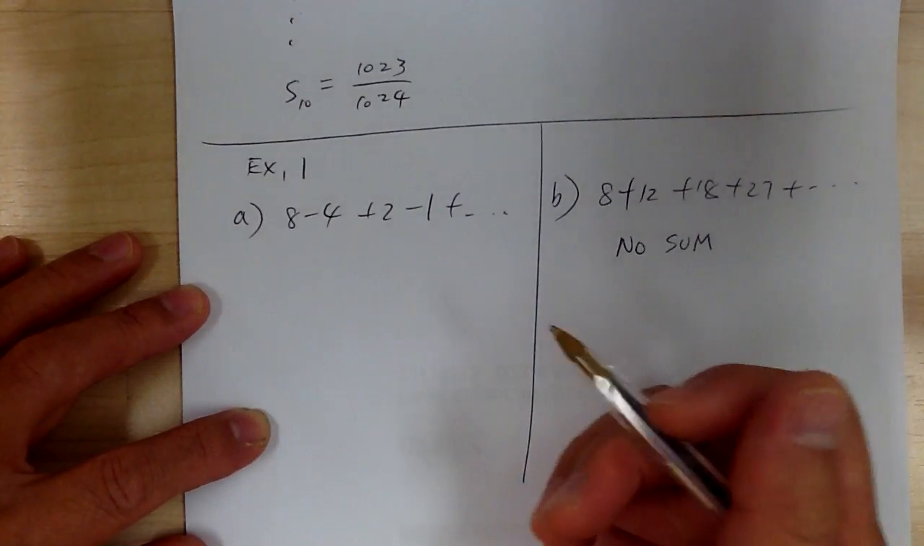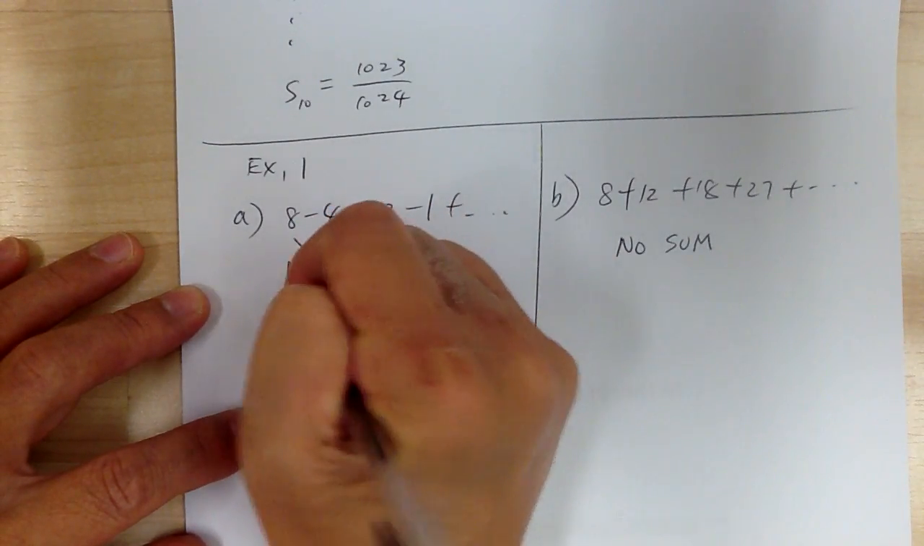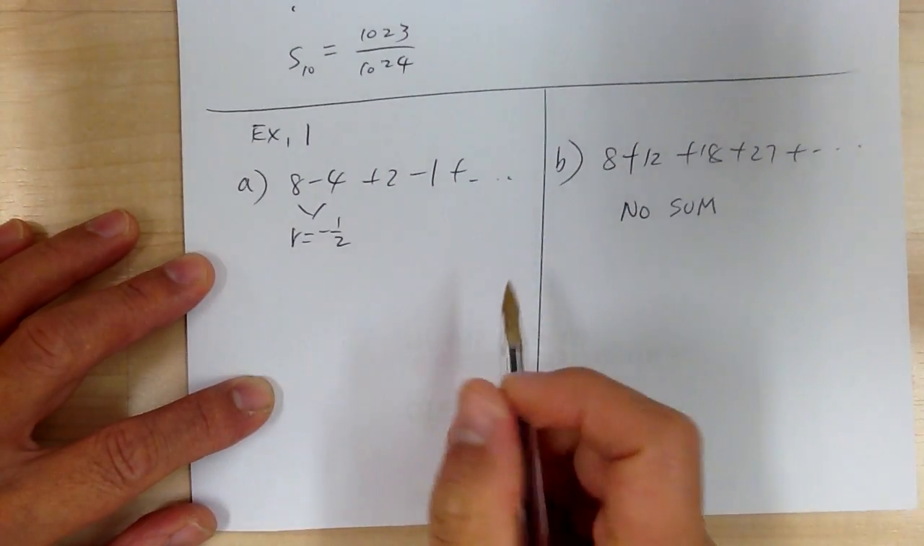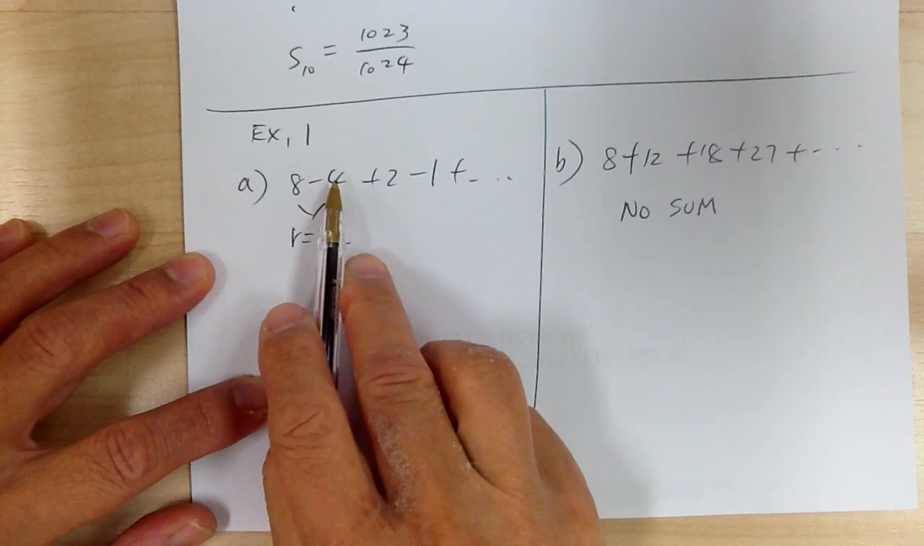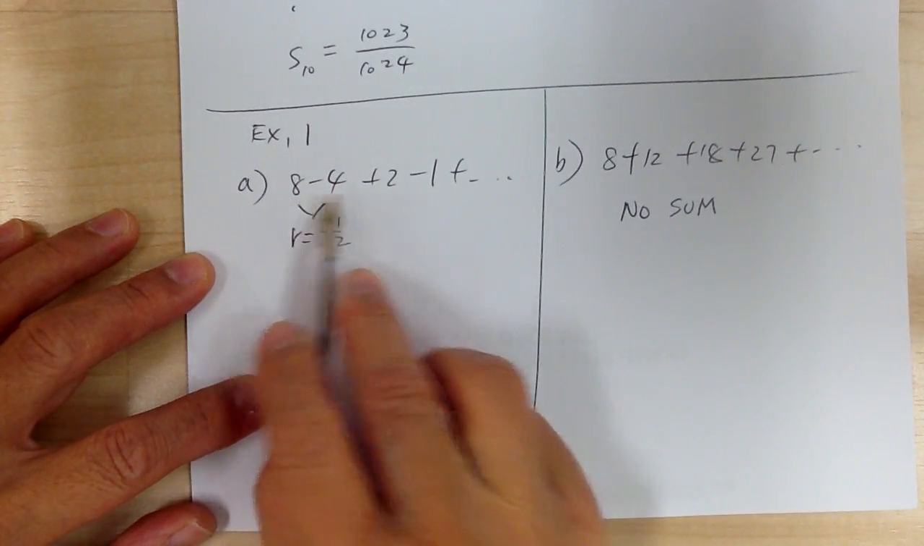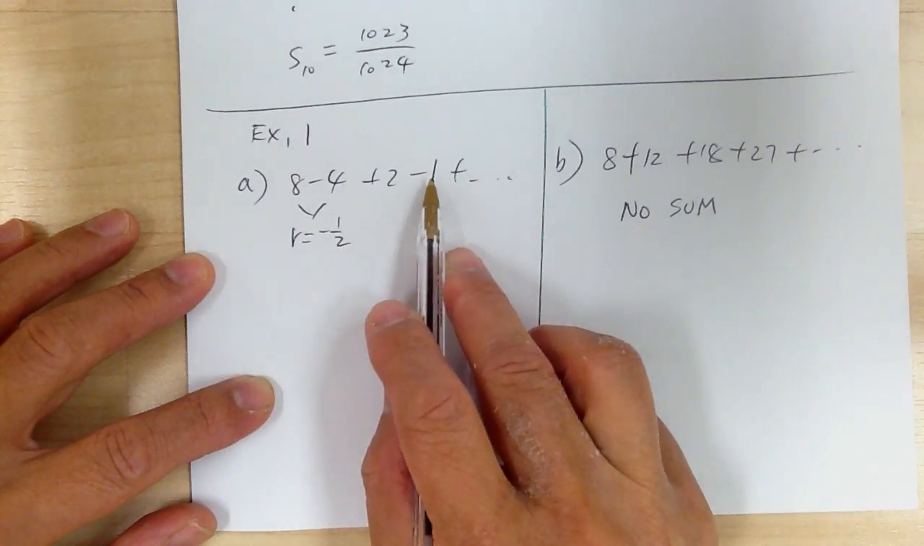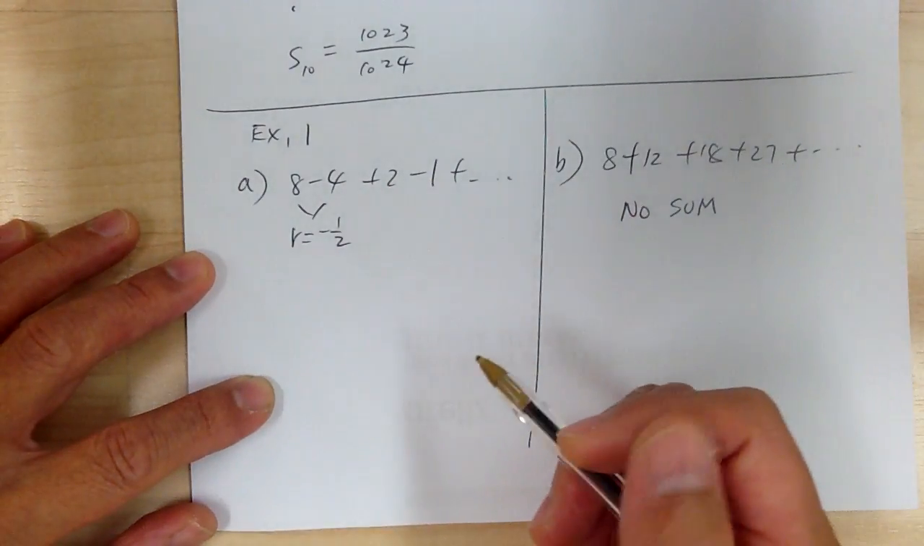And finding the sum is very simple. The r is equal to negative 1/2. To figure out r, you just put any term over the previous term. So negative 4 over 8 gives you negative 1/2. Or use this one here: negative 1 over 2 gives you negative 1/2.